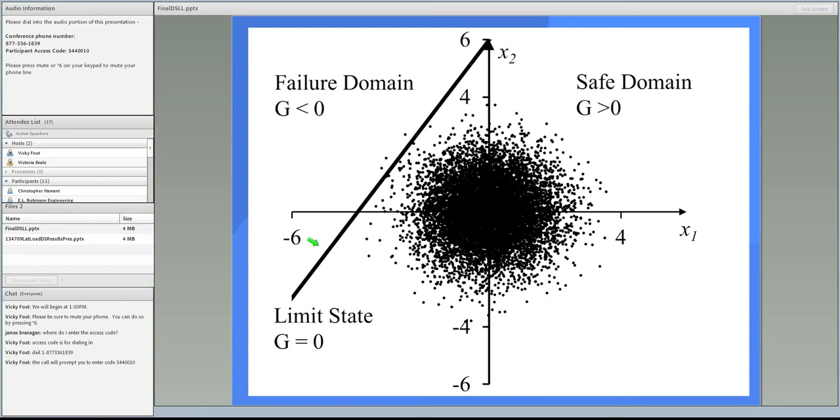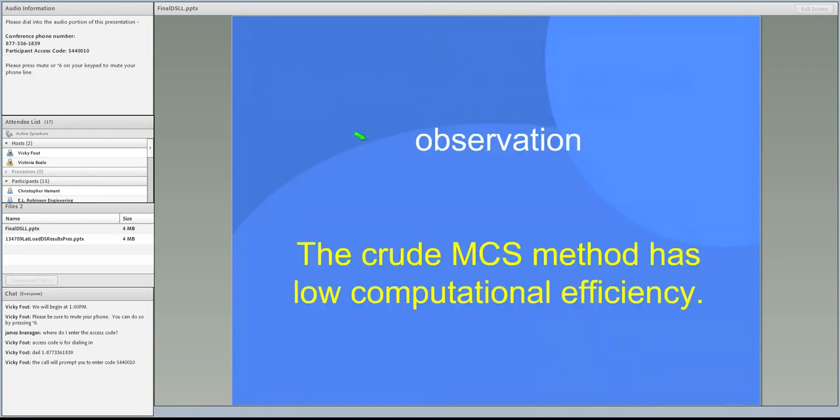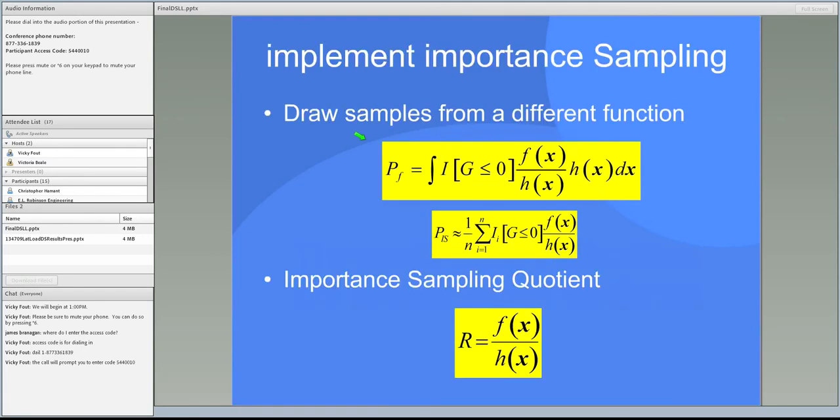Here, we only use a sample size of 1,000, and we can estimate a very small failure probability. The dashed line is the exact solution. This is the solution we get from importance sampling. You see, they are almost the same, and the failure probability is very small, but we only use a sample size of 1,000. That's the sample size we use.